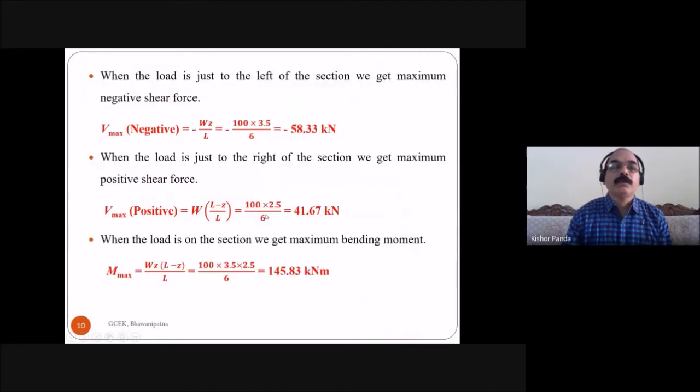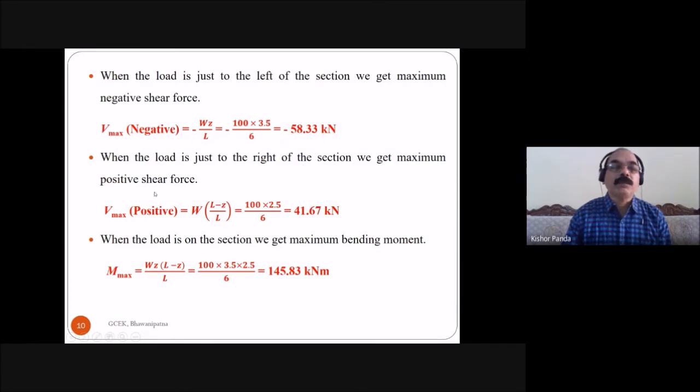So you know the formula, that is when the load is just to the left of the section, we get the maximum negative shear force. So V max negative is equal to minus WZ by L. Already we have discussed. Just to the left of the section, we get the maximum negative shear force, minus WZ by L. So W is given 100 kilonewton, Z is equal to 3.5 meter, L is equal to 6 meter. So after putting this value, we will get the maximum negative shear force is equal to minus 58.33 kilonewton.